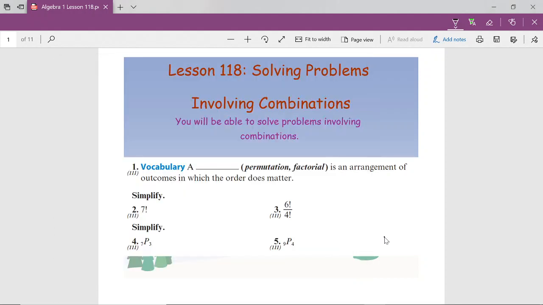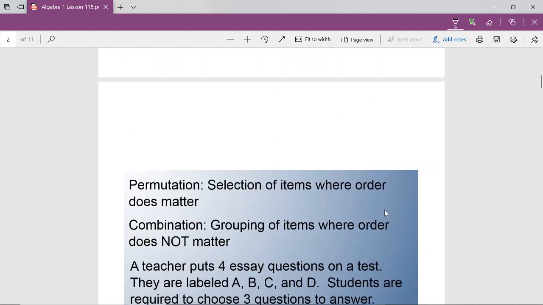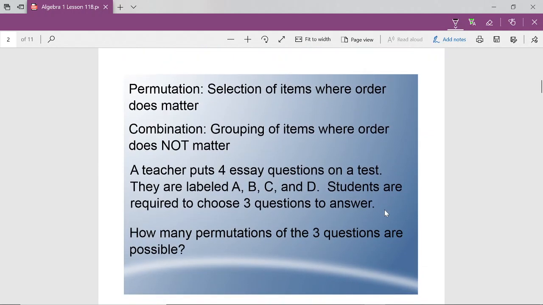Algebra 1, Lesson 118. We are looking at combinations today, which relates to the lesson earlier about permutations. So if you're unclear about permutations, make sure to watch that video before doing this one. But we are looking at lots of different problems involving combinations. Now, the difference between permutations and combinations is this.